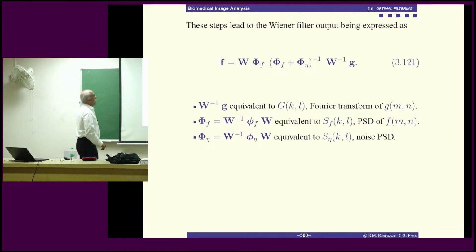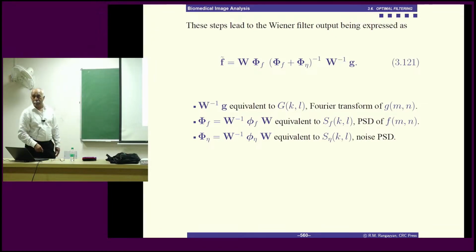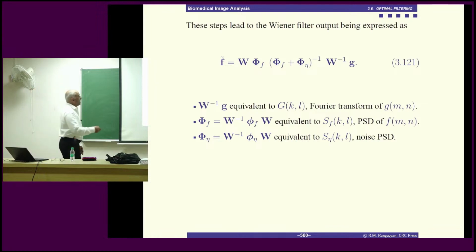So then, F tilde is this big thing now with the DFT taken out. W inverse, the DFT, phi f, the power spectral density of the image process, phi eta, the power spectral density of noise, inverse is there. W inverse is the forward Fourier transform, and G is the given image. So take the Fourier transform of the image, multiply by this filter, take the inverse Fourier transform. So W inverse G is G KL, the Fourier transform of G MN.